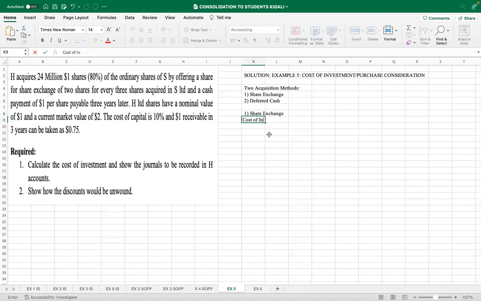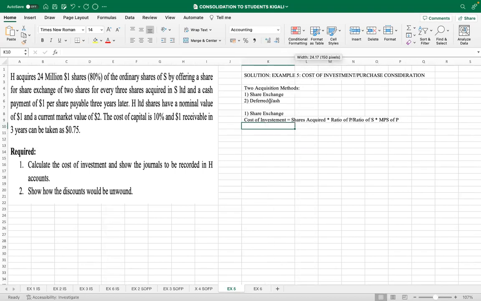So in share exchange, the cost of investment is equal to shares acquired times ratio of parent divided by ratio of subsidiary times MPS of parent. So that is how we get the cost of investment.